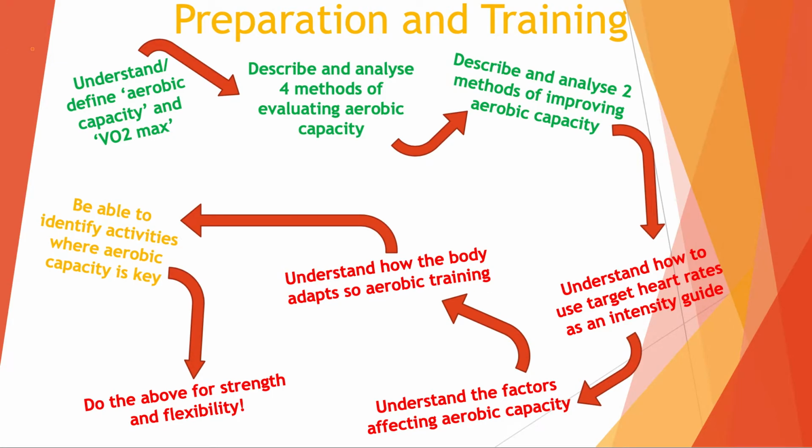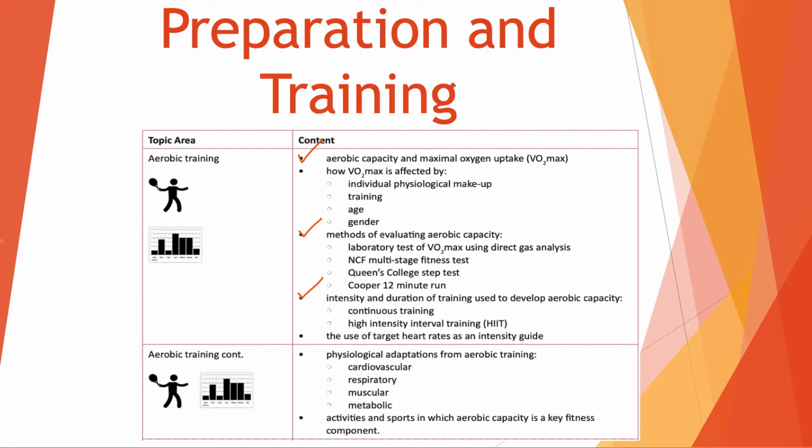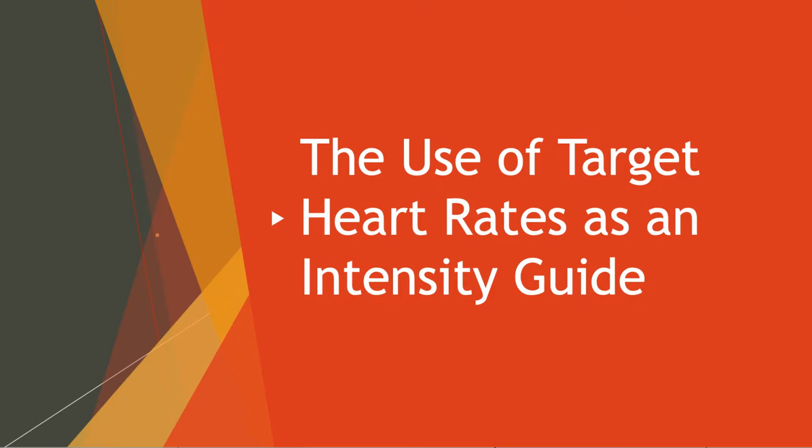Before watching this video, you should already understand and be able to define aerobic capacity and VO2 max, describe and analyse 4 methods of evaluating aerobic capacity, and describe and analyse 2 methods of improving aerobic capacity. So the areas ticked on the specification indicate the sections that we've already covered, and we're moving on today to this area, the use of target heart rates as an intensity guide.